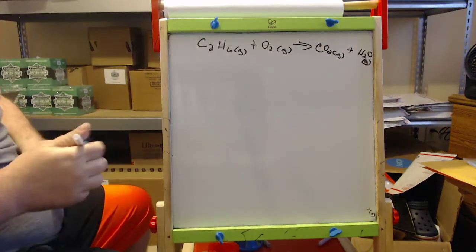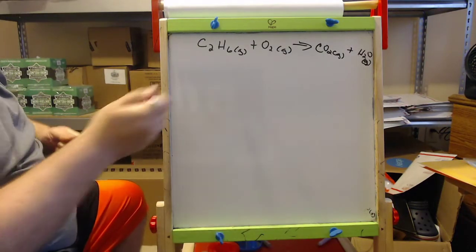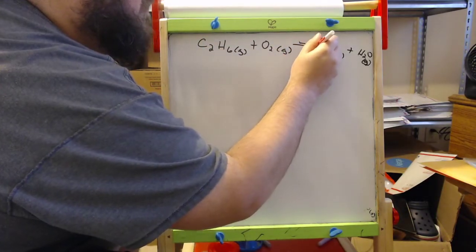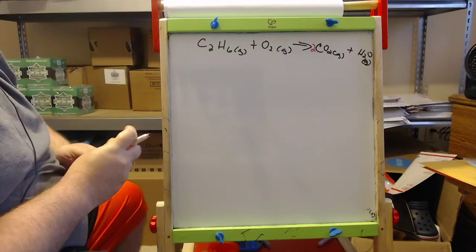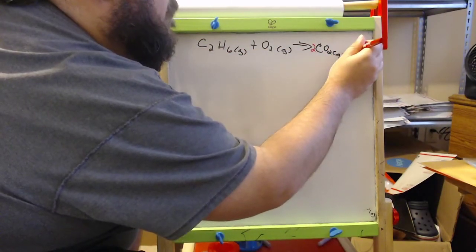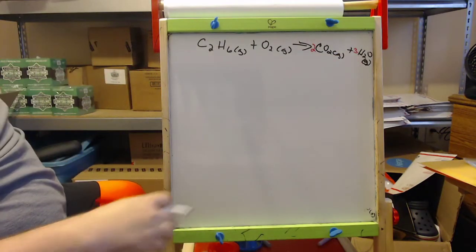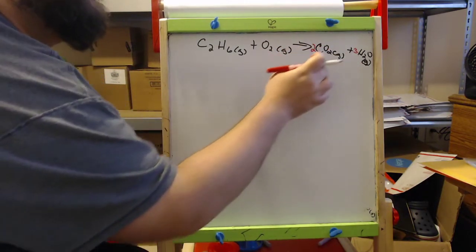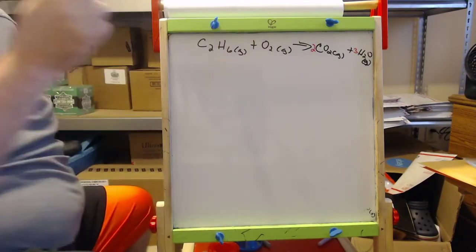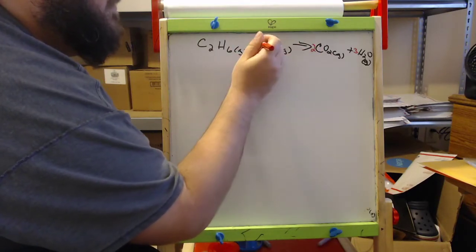Now we want to balance it. So we're going to start with carbon. I need a 2 here. That works. Hydrogen, 6 of them. I need a 3 here. Okay. So 2 times 2 is 4. 3 times 1 is 3. And that's going to make it 7, 7 halves.